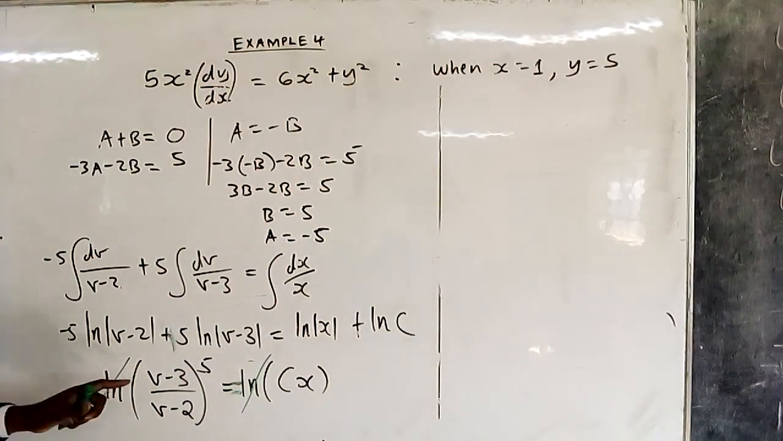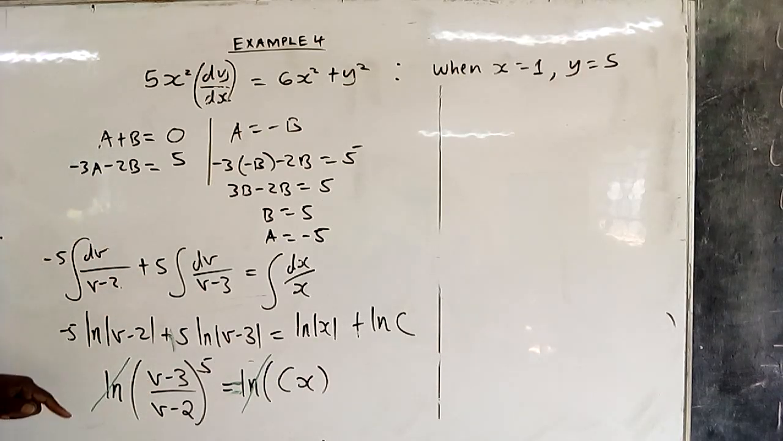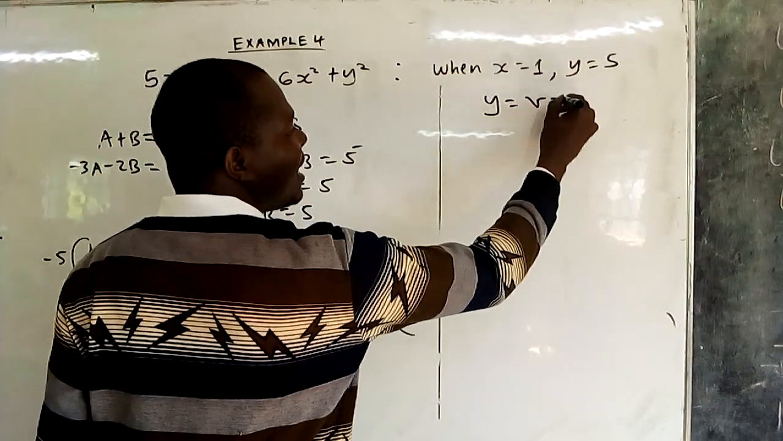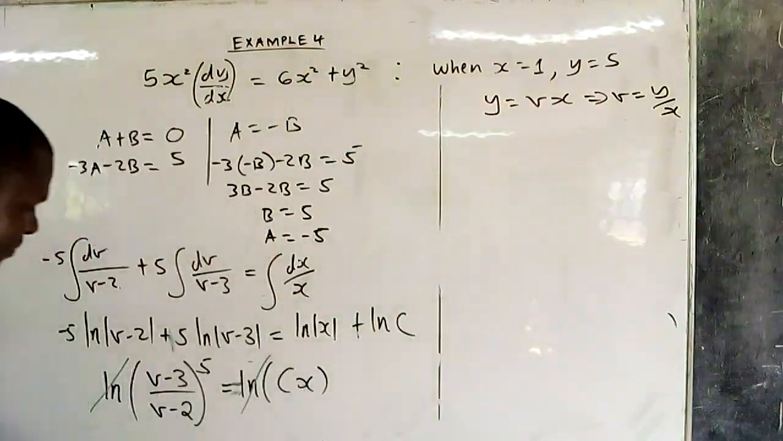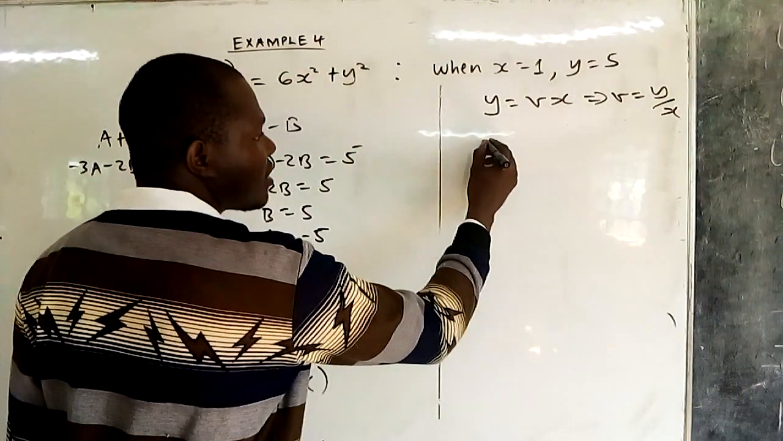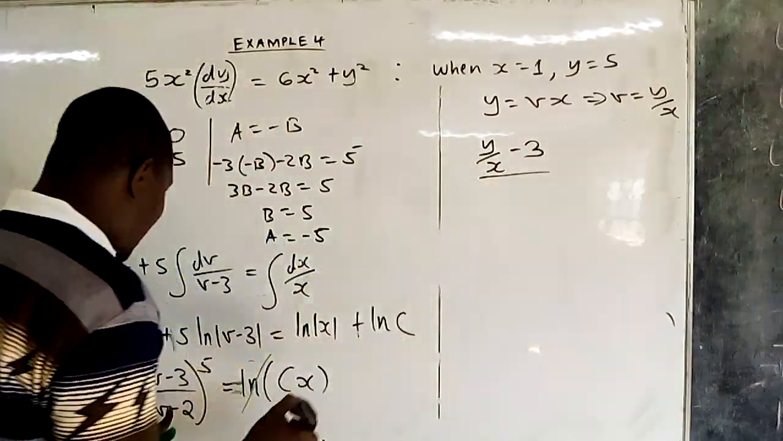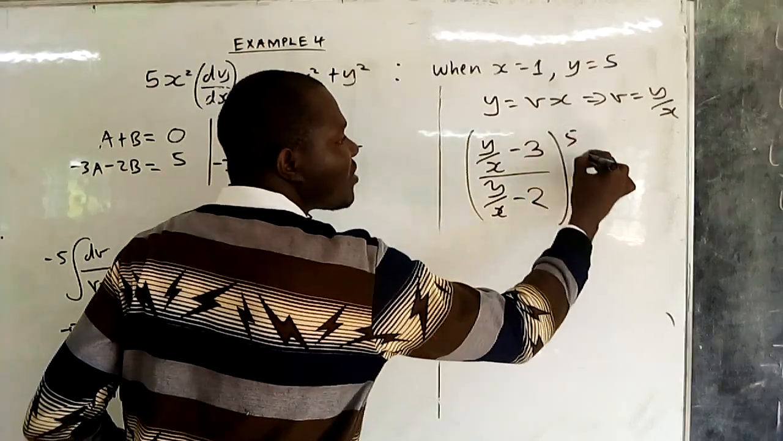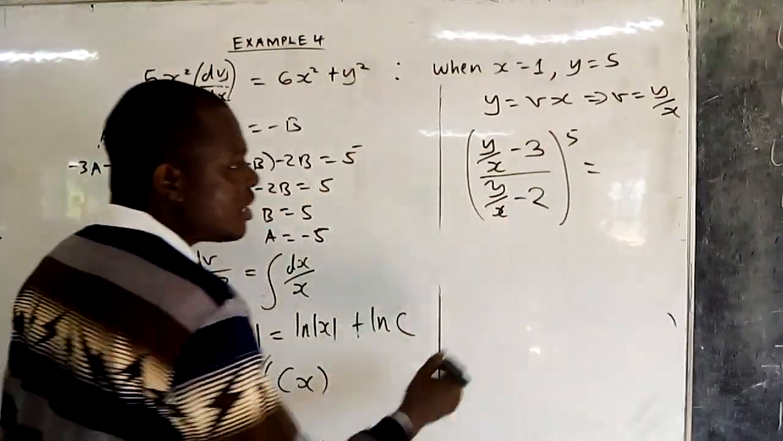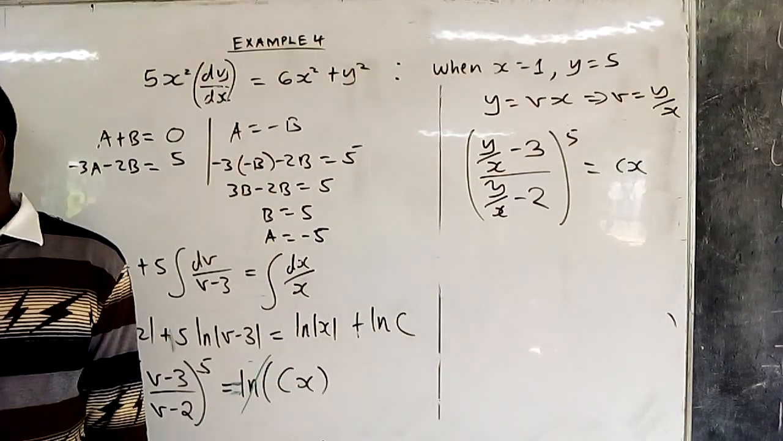Having ignored the Napierian logarithm, substitute back your value of v. Remember, your y was supposed to be vx, isn't it? So that is a clear implication that v is y over x. Where there is v, put y over x. So we have y over x minus 3, isn't it? Over y over x minus 2. The whole of this is raised to power 5 to be equal to c times x. Are we together?